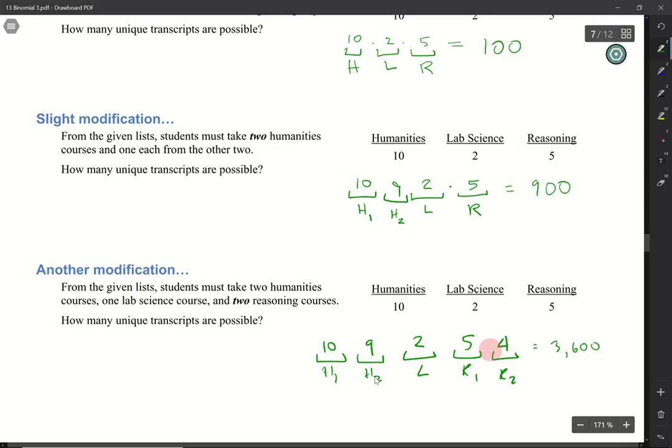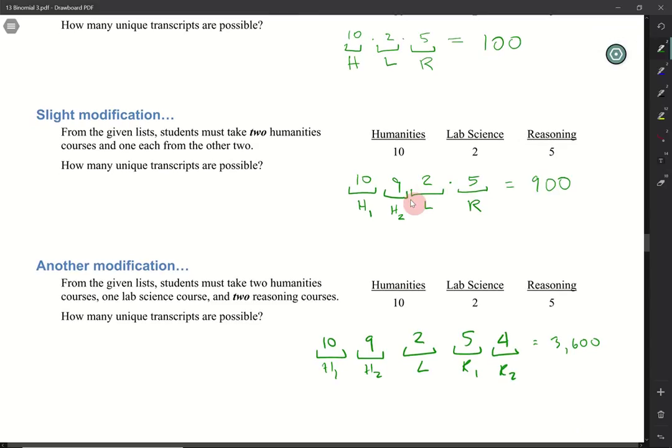What happens if they had said 3 humanities courses? Then the first one would be 10, the second would be 9, and the third one would be 8, because you cannot take the first one for credit, and you cannot take the second one for credit. So of the remaining ones, there are only 8, and you can choose any one of those 8. So you'd have that.